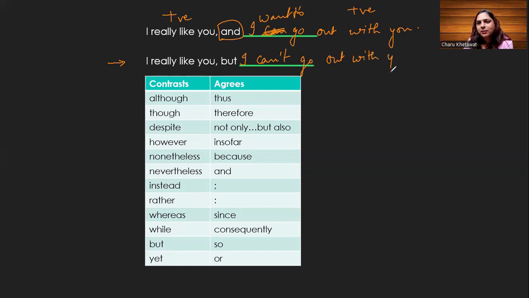So I really like you, but I can't go out with you. Why am I using "can't"? Here I have a positive thought, here I need a negative thought because of the word "but." "But" is a contrast keyword.